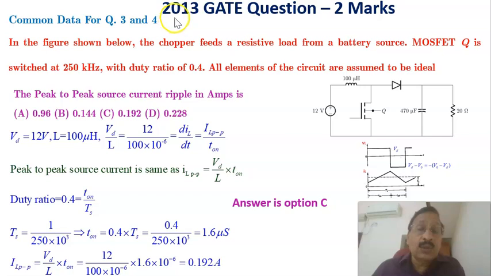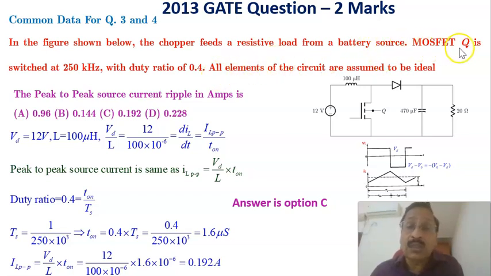Now let us see another question, a 2013 GATE question that also carries 2 marks. The data is common for this question as well as the next question, questions 3 and 4. In the figure shown below, the chopper feeds a resistive load from a battery source. Actually, it is called a boost converter, a step-up chopper, and this is a source. This is a resistive load, and the battery source.